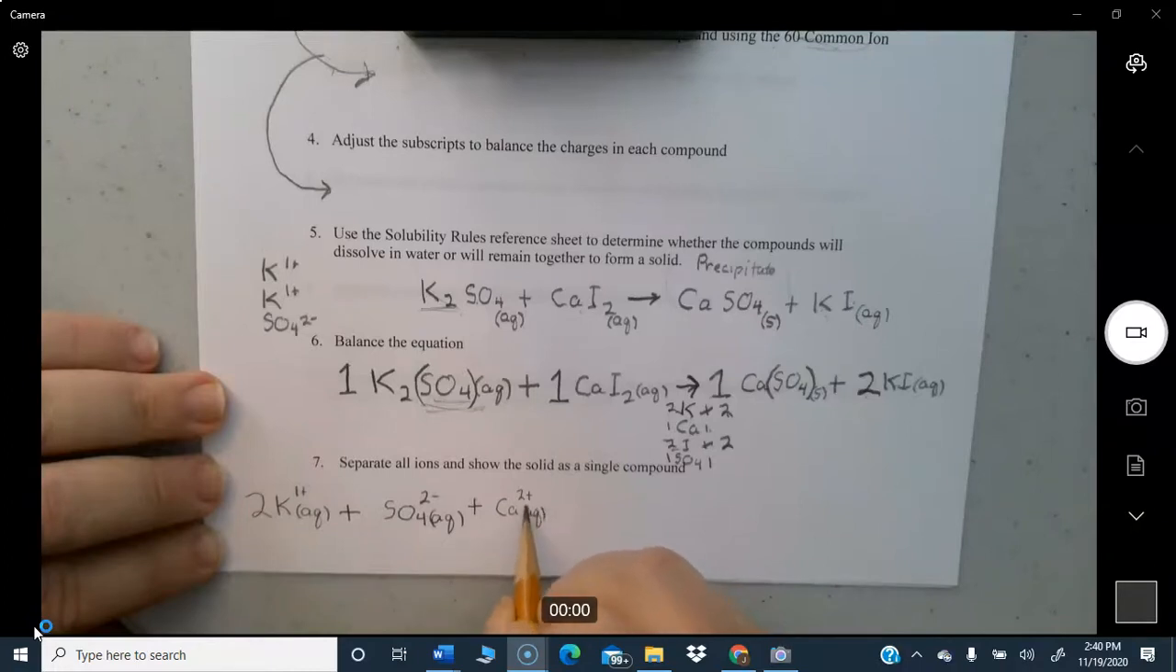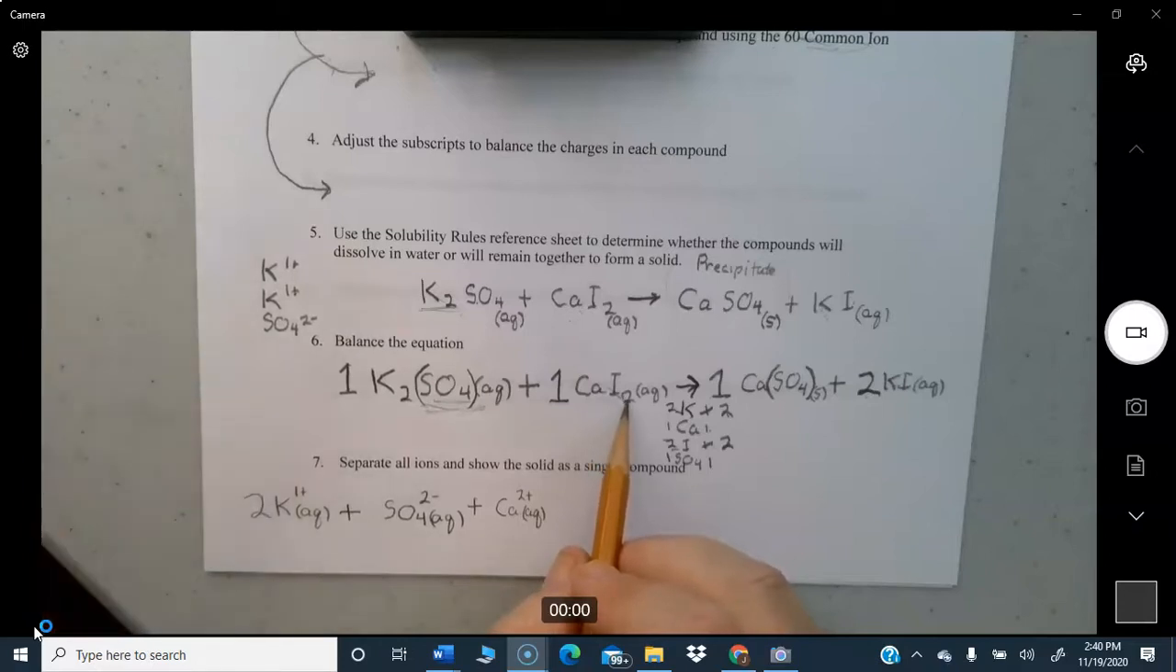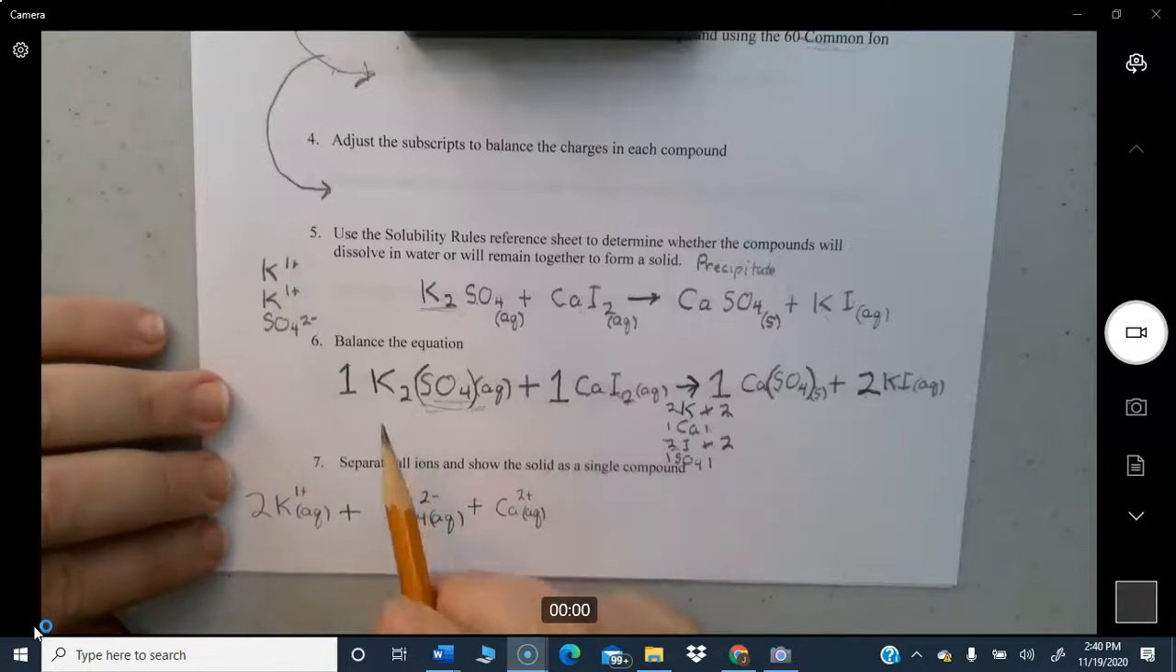I'm going to write a little bit smaller. And I have 2 of the iodides. 2 of the iodides here. Again, that's not an I2 molecule. Iodine can form a molecule, an I2 molecule, if it's a gas, but this is not a gas. It's in solution. Okay, so you're going to do that the same way you did the K2. So that's going to be 2I, 1-, and that's aqueous.